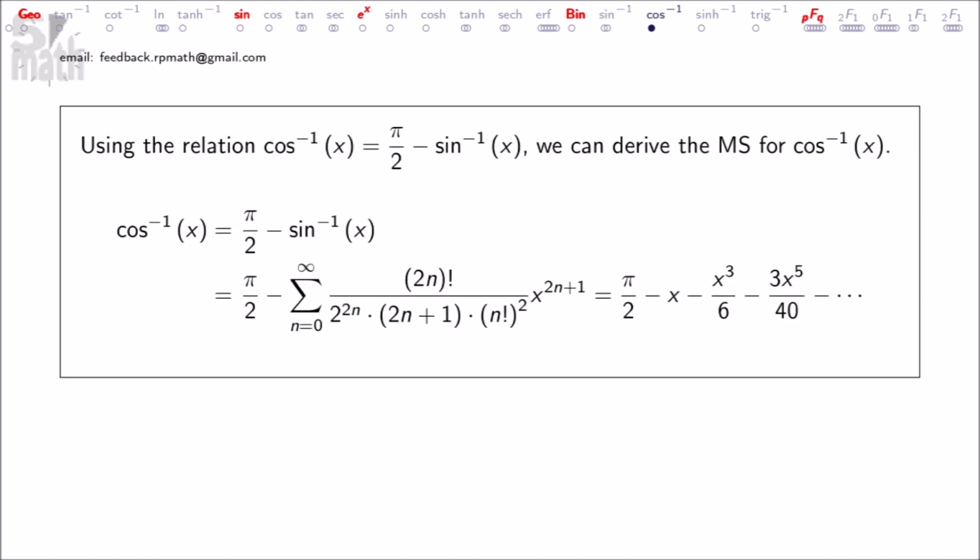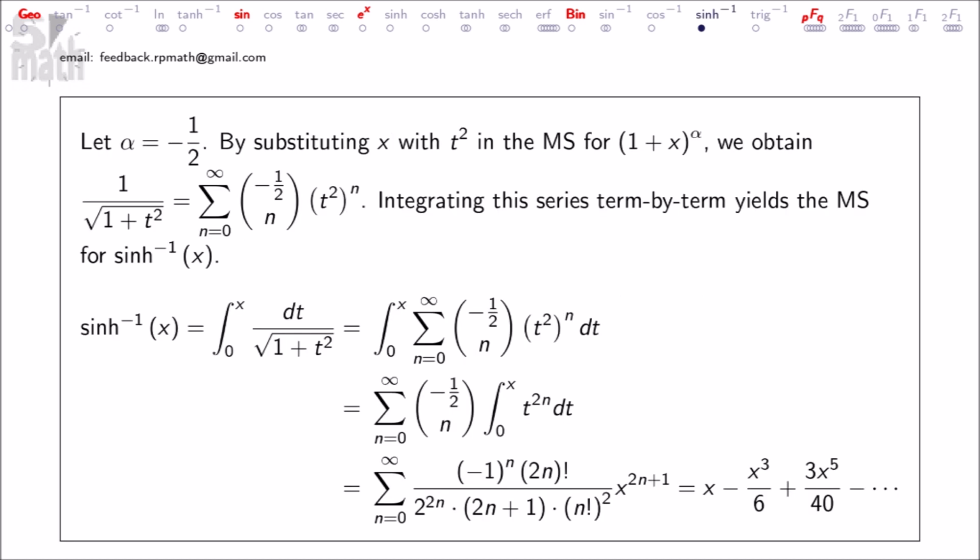Using the relation here, we can derive the Maclaurin series for inverse cosine. Let alpha equal minus half. By substituting x with t squared in the Maclaurin series, we obtain this. Integrating this series term by term yields the Maclaurin series for inverse hyperbolic sine.